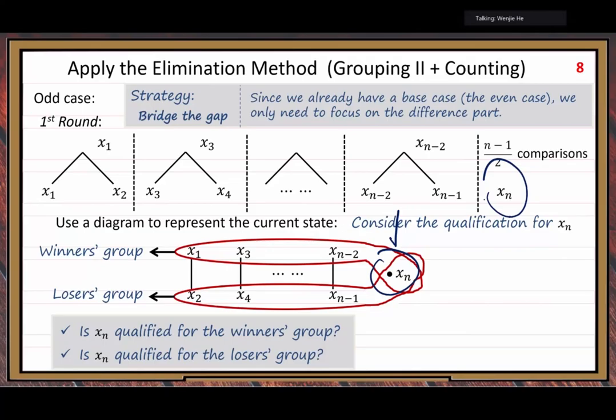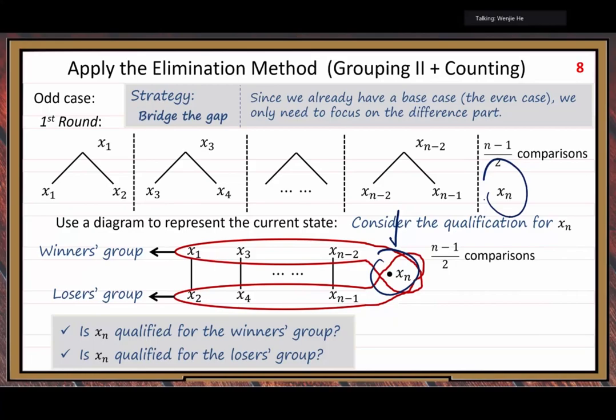First round, the number of comparisons is n minus 1 over 2. We take out this one, so n minus 1, which becomes an even number, so n minus 1 over 2 is an integer. Second round, in the winners group, you need to count the number of elements. Finding the maximum takes the number of elements minus 1.